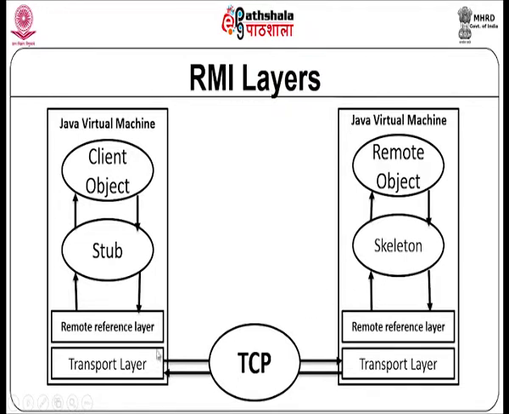And there would be a layer called the remote reference layer that would be between the stub and the transport layer. It is available in both the client machine and the server machine. So you have a remote reference layer, and under that you will have a transport layer. This transport layer will do the marshalling of the data, which I mean that all the bytes of data, stream bytes, would be passed through the transport layer.